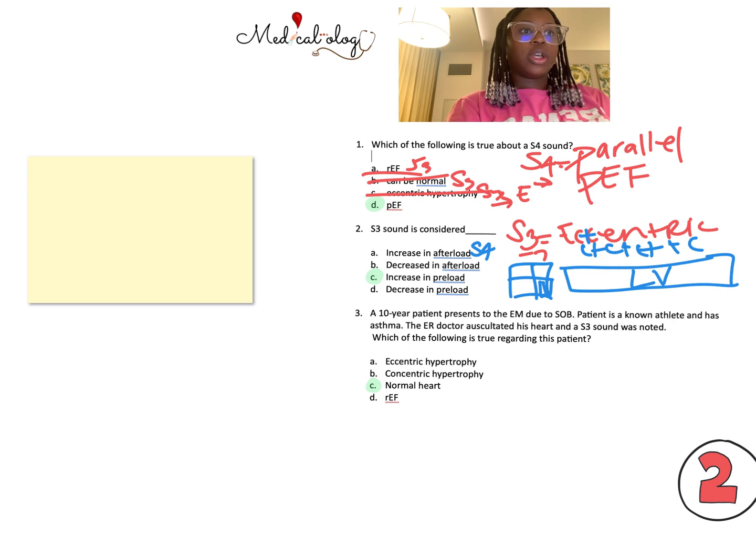Decrease in afterload? No, that's not correct. A decrease in preload, that is also incorrect. Why? Because it's not a decrease in preload. You'll have an increase in preload. Why? Because more blood can fit in the left ventricle.